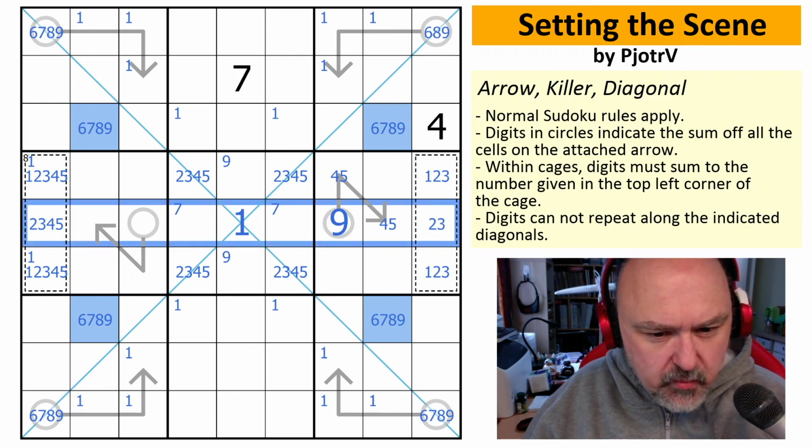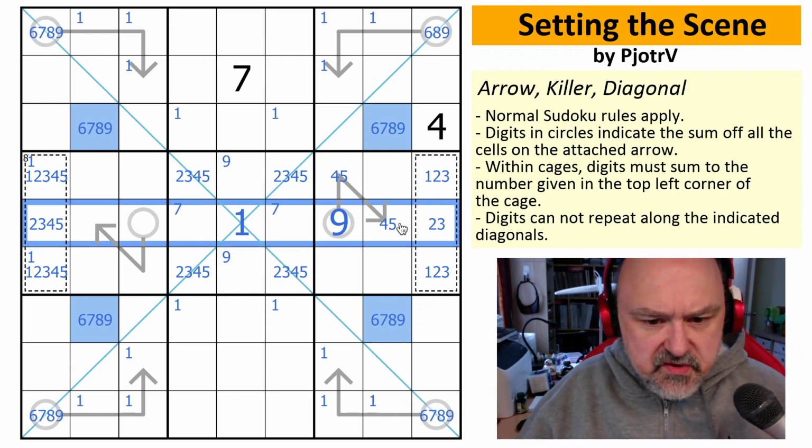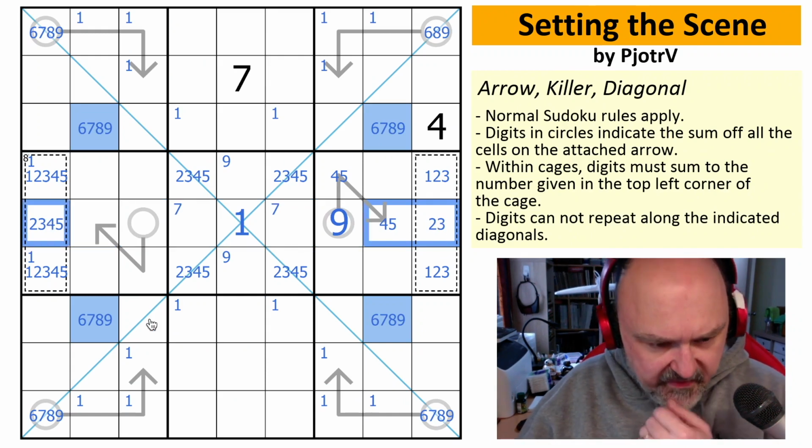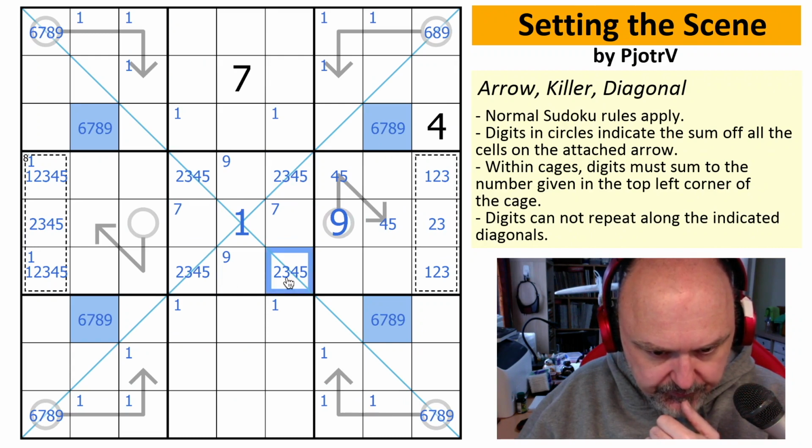Hang on, there's something weird happening in this row. So I've got a 2, 3, 4, 5 in there. If I was to put... I can't put 2, 3, 4, or 5 into those two cells because I've got a 2, 3, 4, 5 quad in the box. Can't put 2, 3, 4, 5 there. Can't put 2, 3, 4, 5 there. The question is, can I put 2, 3, 4, 5 there?